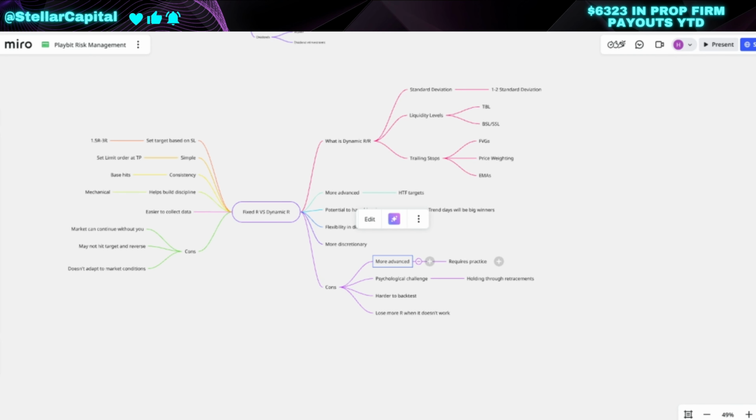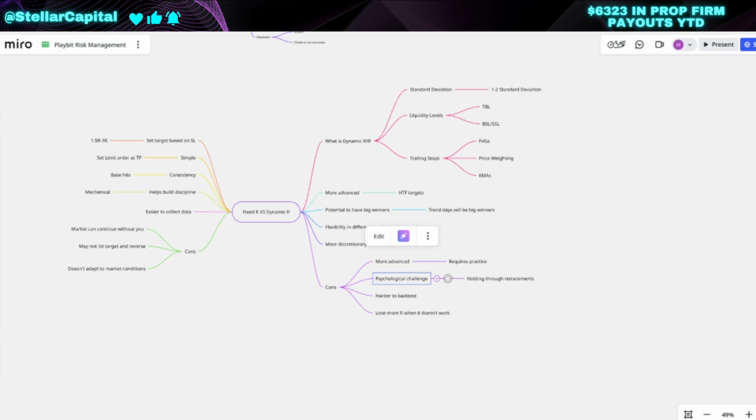So those are some of the cons. It's a little bit more advanced. It's going to require practice. It's going to work well sometimes. It's going to fail. You're going to have to just kind of refine it over and over. It's going to have more psychological challenges. You're going to have more emotional ups and downs with a dynamic risk to reward, especially when you're starting.